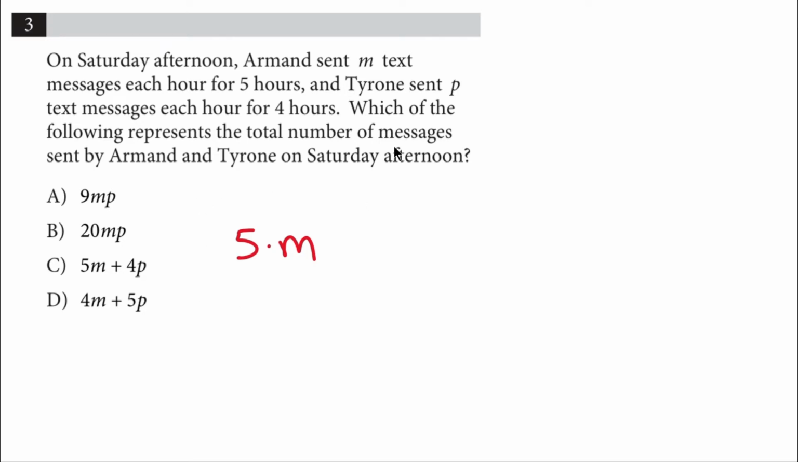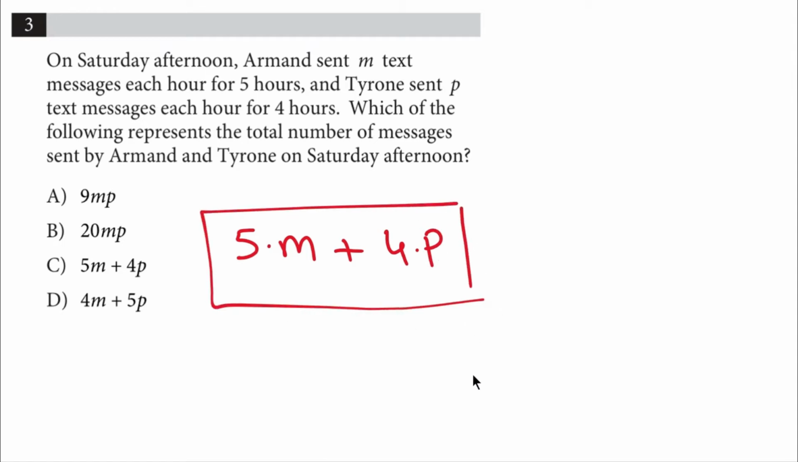Now let's see how many messages Tyrone sent. He sent P messages each hour for 4 hours. So we need to sum the total with 4 times P. And this will give us the total amount of messages these guys sent over that day. Therefore, the answer is C. Now let's move on to the next question.